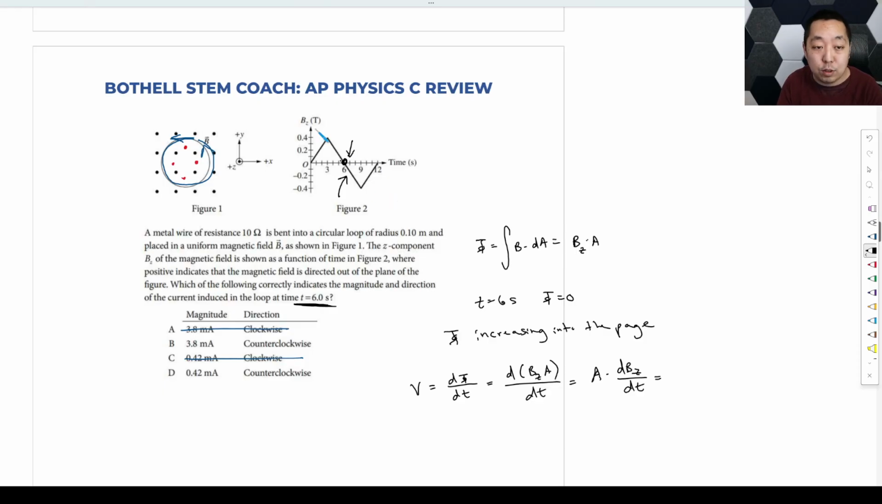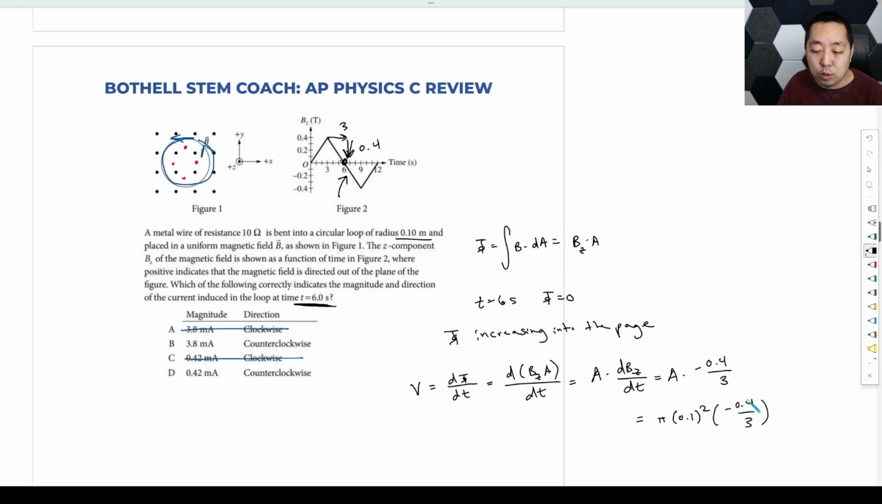This is the slope of this graph, right? So what's this slope? It looks like it goes over 3 and then down 0.4. So the slope is negative 0.4 over 3. And what is the area? The area, radius is 0.1. So this is pi times 0.1 squared times negative 0.4 over 3.